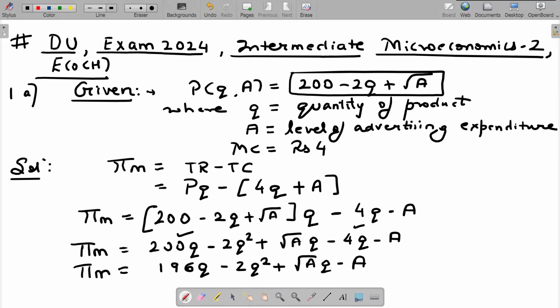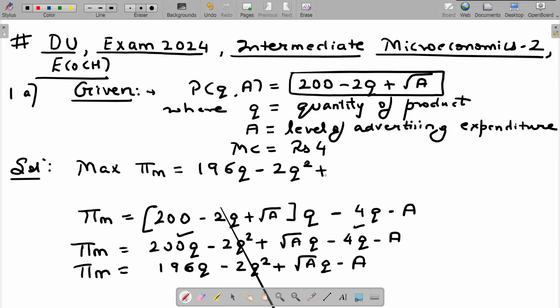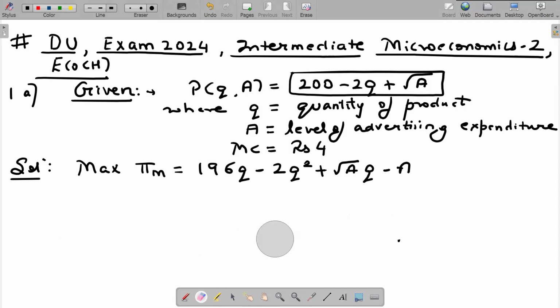So now I can erase this initial portion off and I can write what is the objective. Objective is to maximize profit of the monopolist, which is 196Q minus 2Q square plus square root of A times Q minus A. So let me erase all this off now. And what do we need to choose? The monopolist needs to choose Q and A in order to maximize its profits.